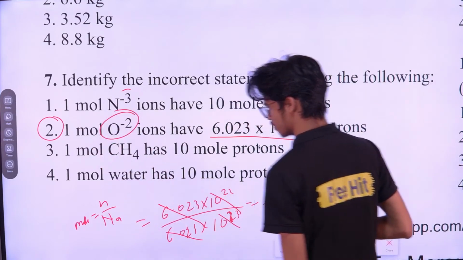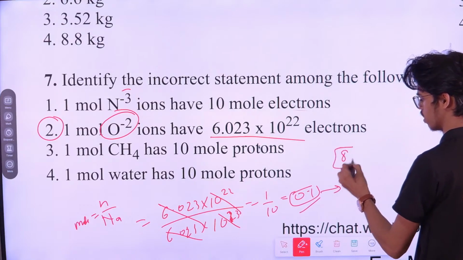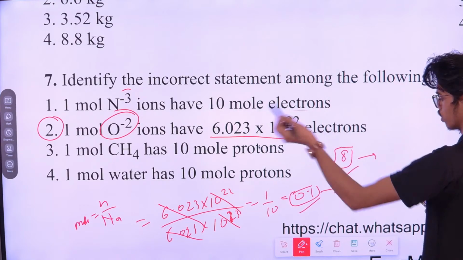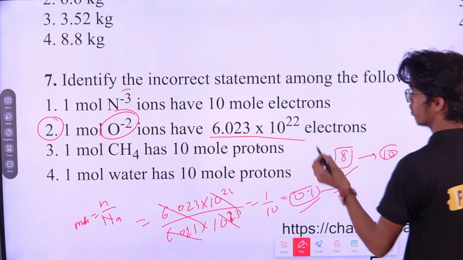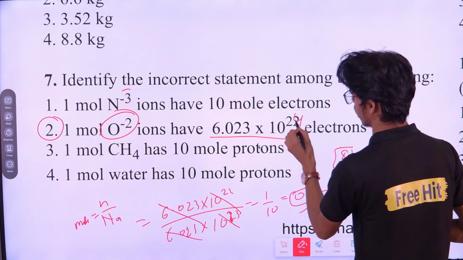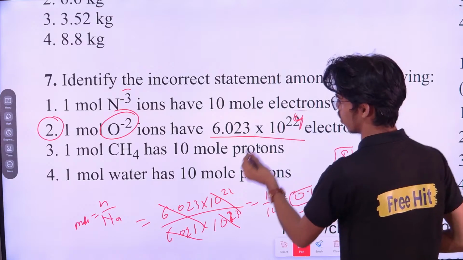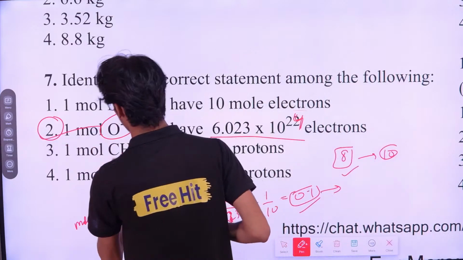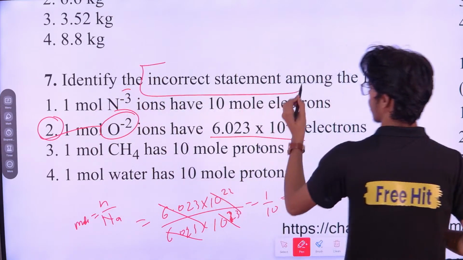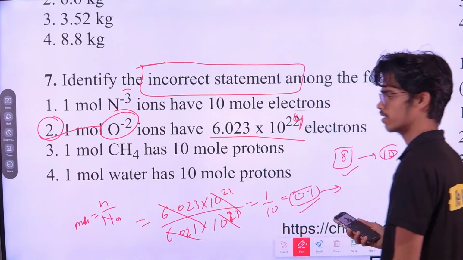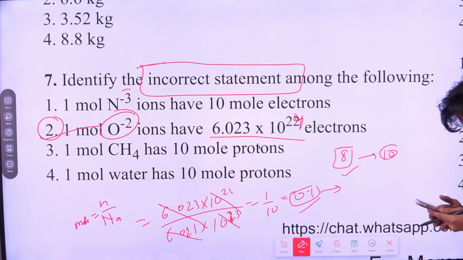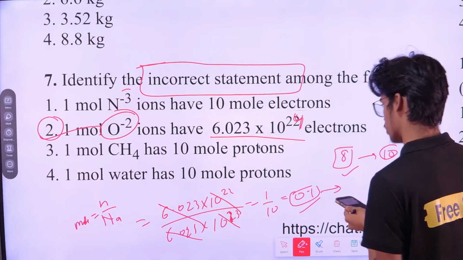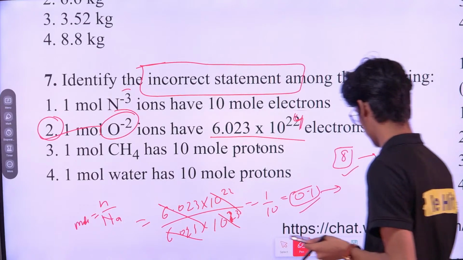O2 negative: remember it has 8 electrons in its shell. And if you add 2 electrons, it is 10 electrons. So it should be 10 moles. It should be 24 over here. Then we will get 10 moles. So this is wrong. It means this is the right option because we have been asked to identify the incorrect statement. Got it? Now, option number 2. Okay, you are right. I think I read it again.